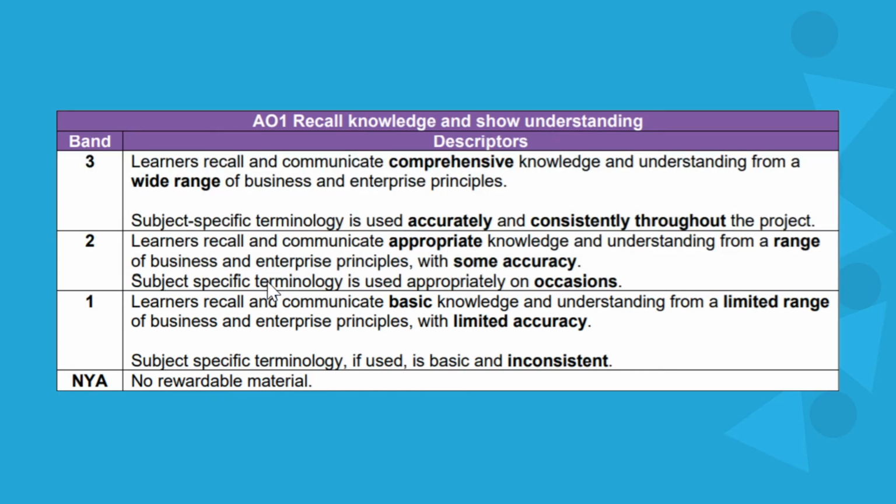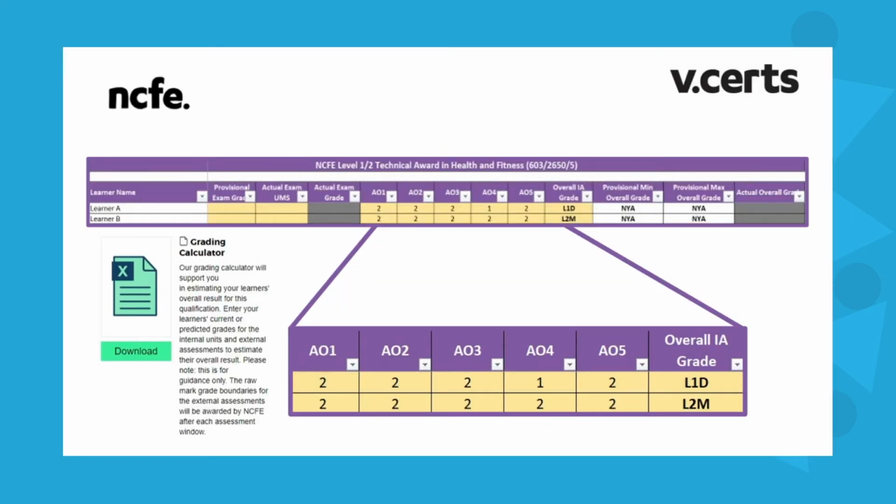Learners are able to see these descriptors as they are working on their synoptic project, so they can use them for guidance. To determine the overall grade that your learners will achieve for their synoptic project, NCFE have created a grading calculator. To use the grading calculator, you will enter the band each learner has achieved for each assessment objective. Using the weighting of each assessment objective, as outlined earlier, the spreadsheet will then calculate the overall grade your learner has achieved for the synoptic project.